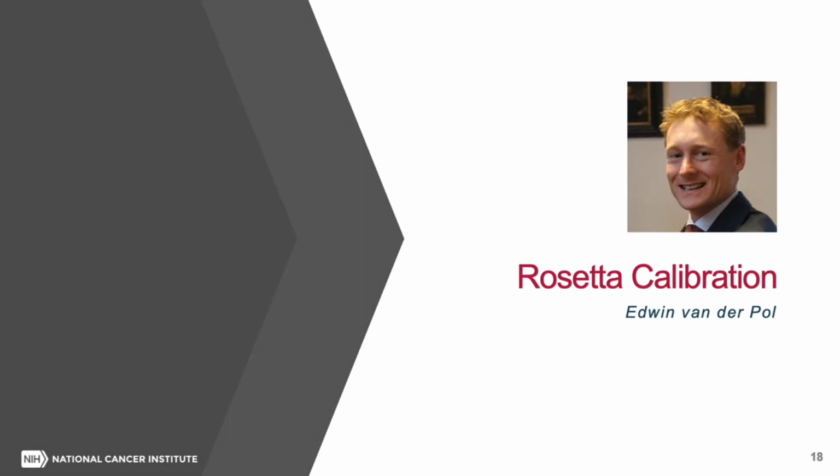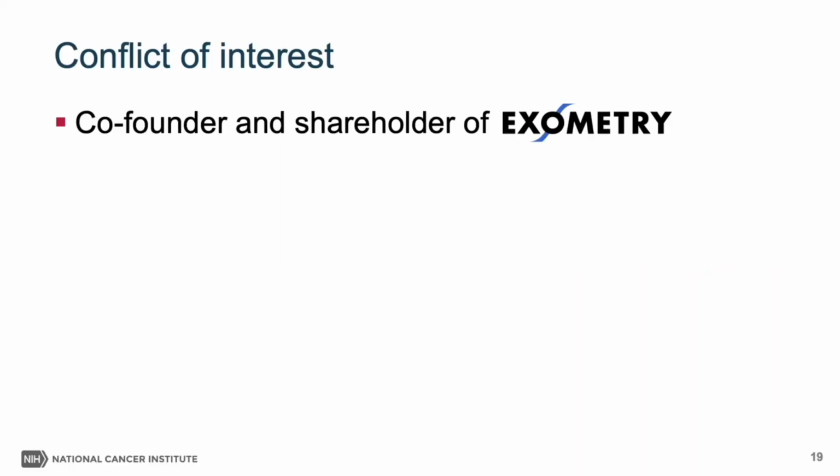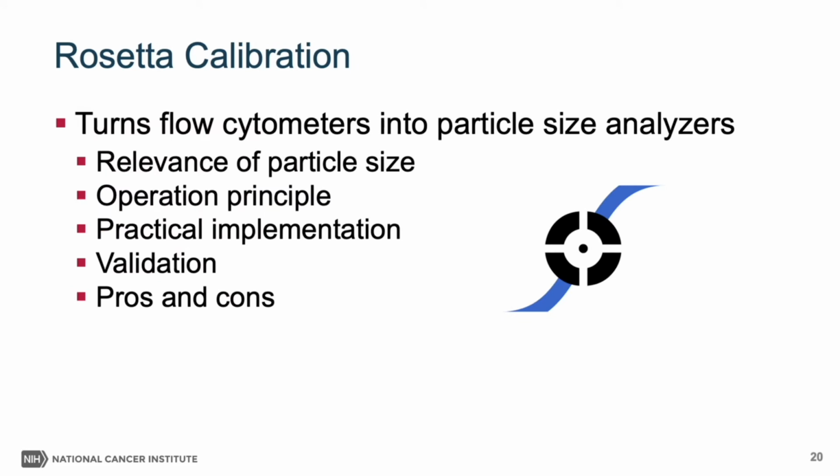My name is Edwin van der Pol and I will introduce Rosetta Calibration. I have one conflict of interest to declare. I am a co-founder and shareholder of the company Cytometry. Rosetta Calibration is a kit which turns your flow cytometer into a particle size analyzer.